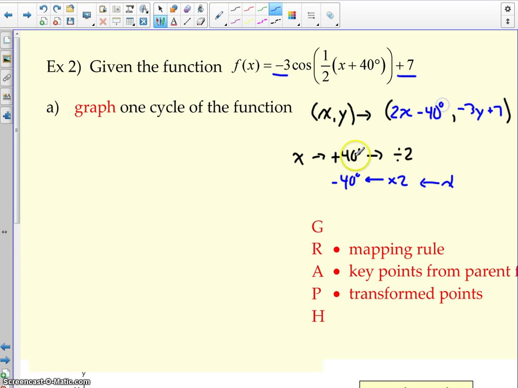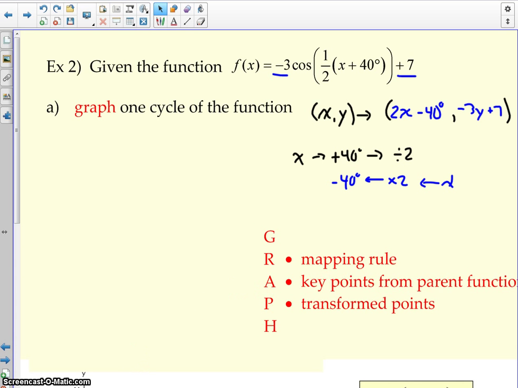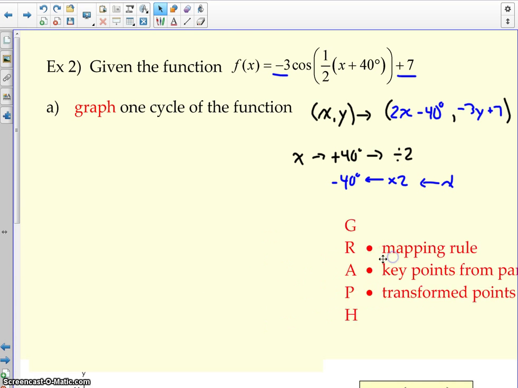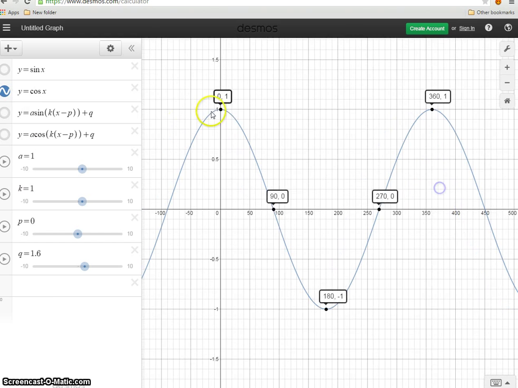Okay, so again, the whole idea behind this was to try and create my sketch. So what I'm going to do, now that I have my mapping rule, is take key points from my parent function and transform them. So what key points am I going to use? Well, if I take a look at the graph of y equals cosine x over here, the key points we're going to use are the ones that are either on the maximum, on the minimum, or on the axis.